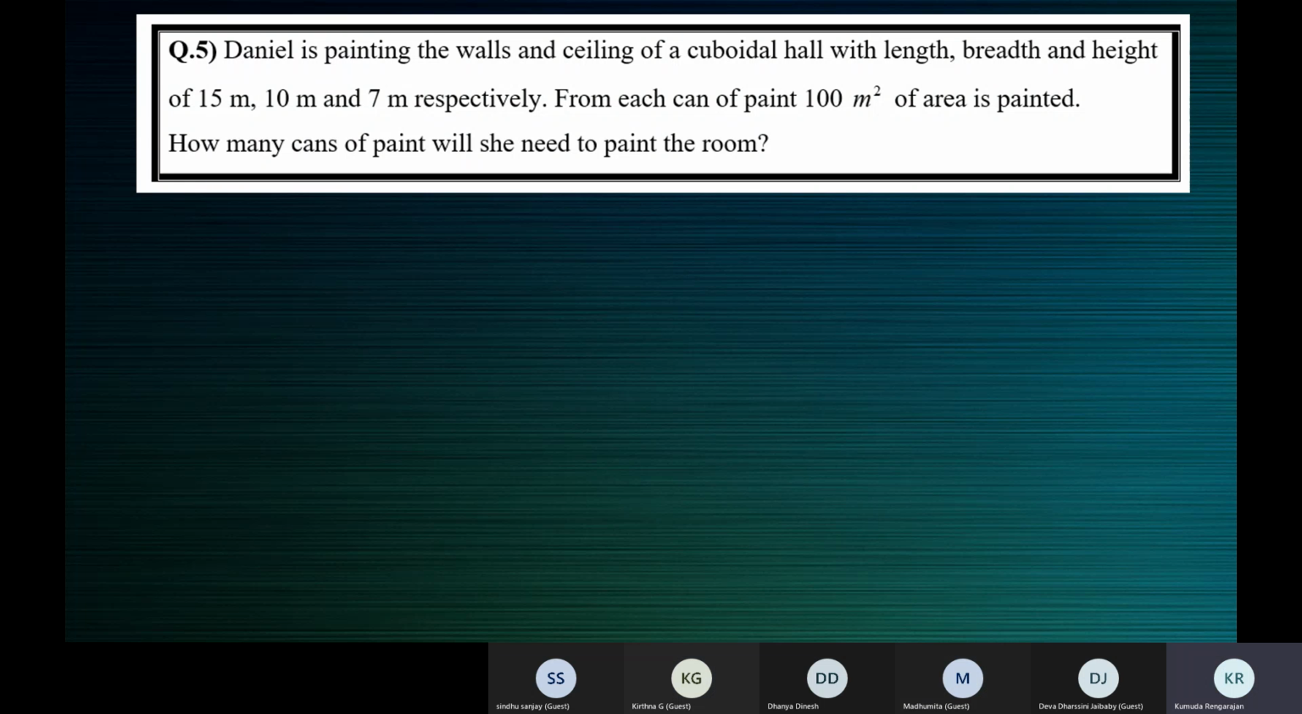Daniel is painting the walls and the ceiling. Kindly disable your mic. All of you look into your mics. Please check if it's enabled, disable your mic.